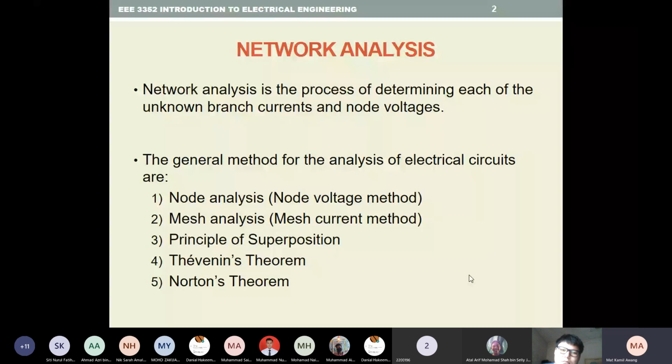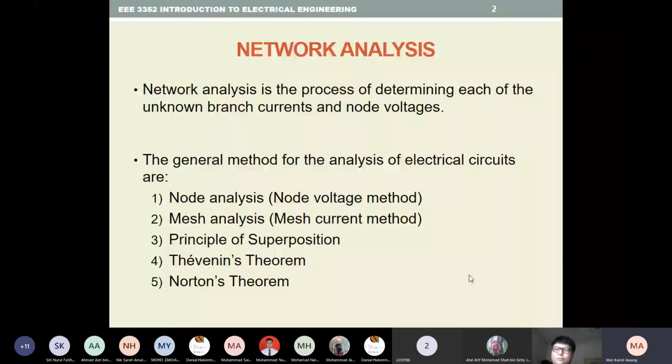When you want to solve a problem, it can be a combination of all 5. It can be only one method. It can be many ways. So one network you can solve using any of these 5 methods.